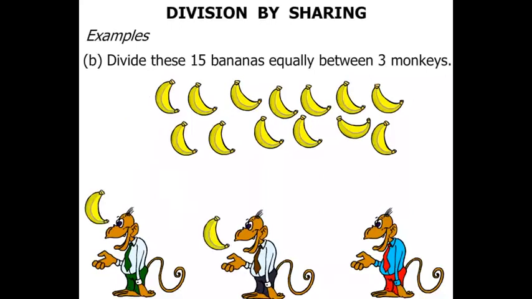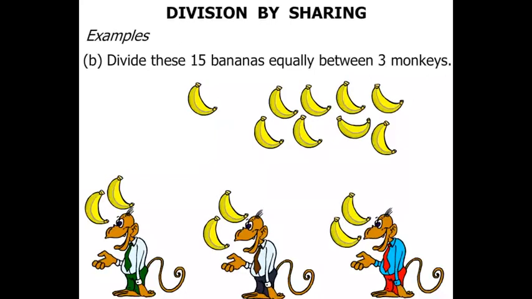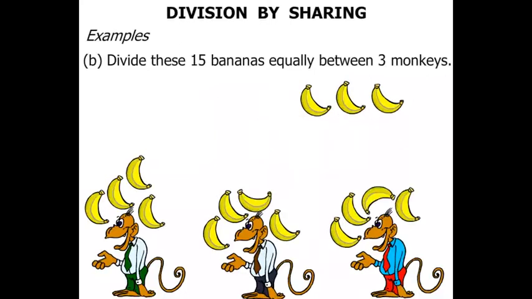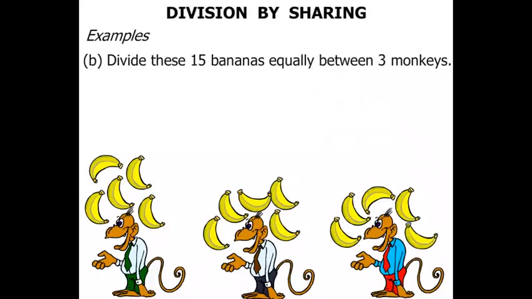Again, we just keep on moving the bananas around. All right, take it in turns to give each monkey a banana and then move on. And we've just about done. And once we've finished, let's see what we've got. Let's count the bananas for each monkey.